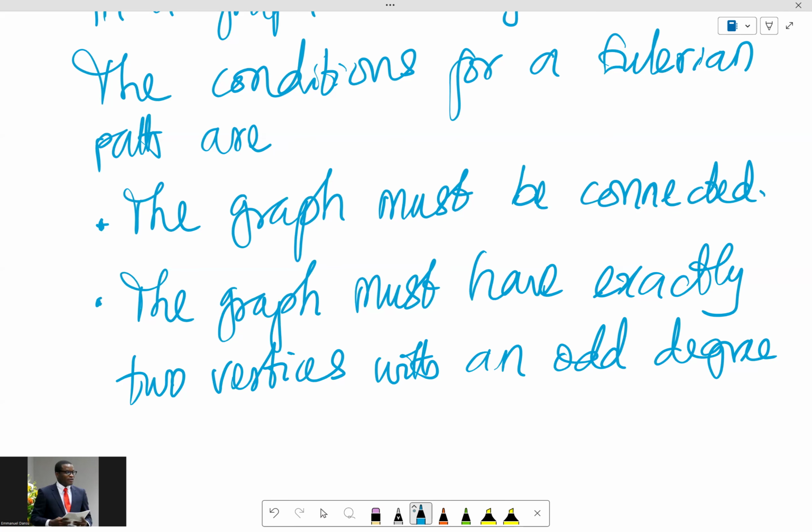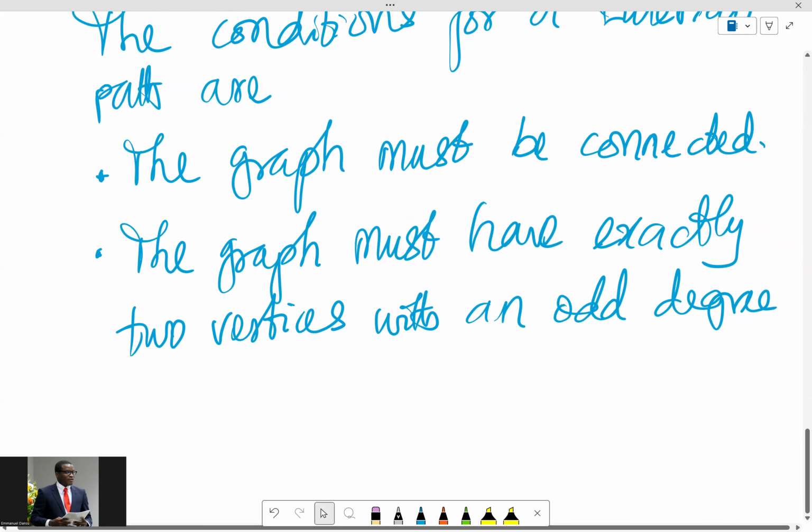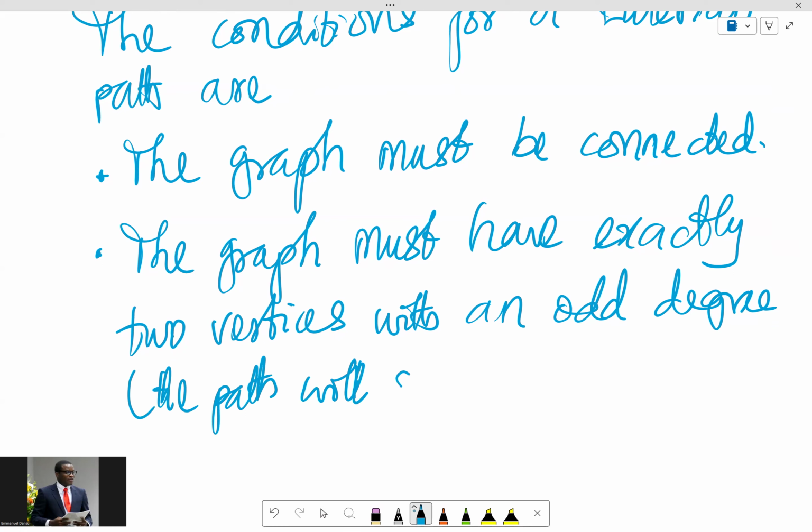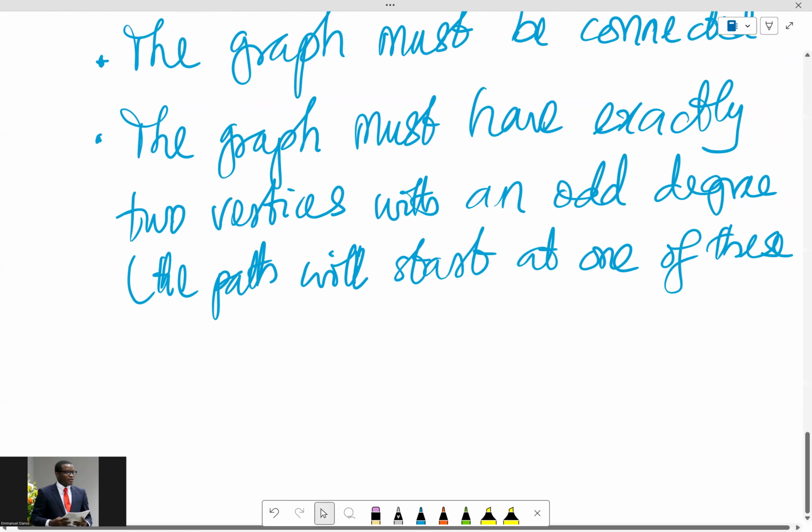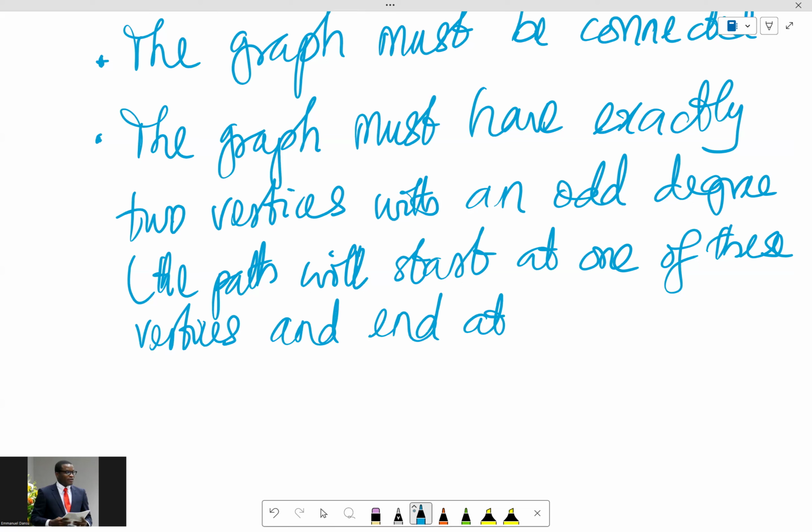So the graph must have exactly 2 vertices with an odd degree. That means that the path will start at one of these vertices and end at the other.